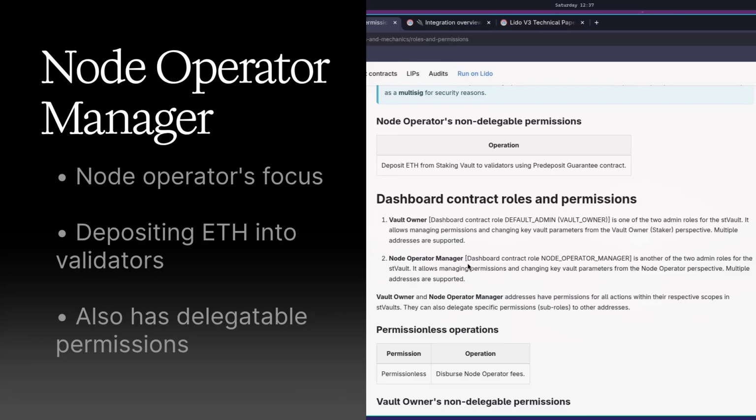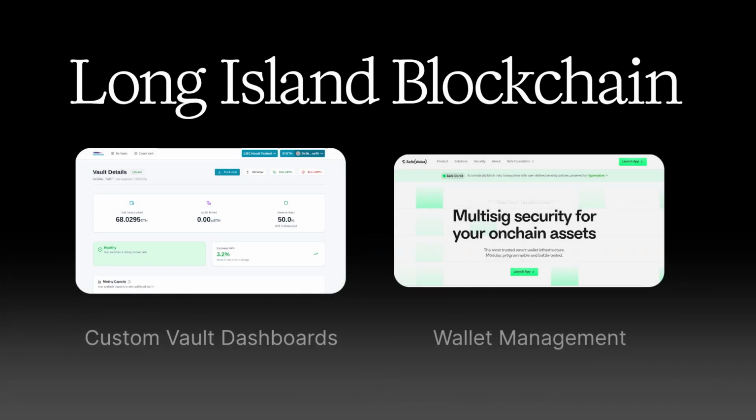These types of operations, the node operator manager is really focused on, well, node operation, which makes sense. This role also has some delegatable permissions that we're able to put out to different addresses. Within our own operations here at Long Island Blockchain, we have set up our operations in various ways to manage risk and convenience, so that we can expose features our clients are looking for, like quick access to their stETH liquidity and being able to peer into their vaults and see the status of those vaults.